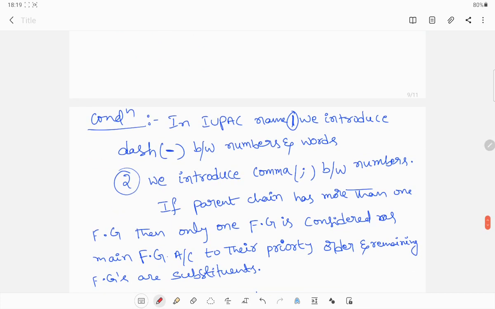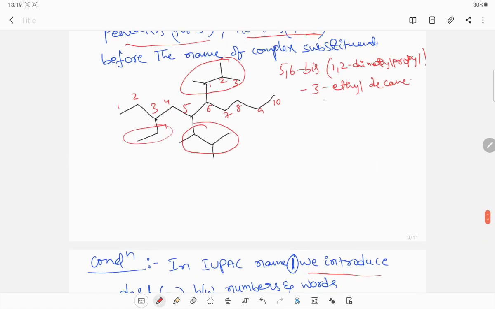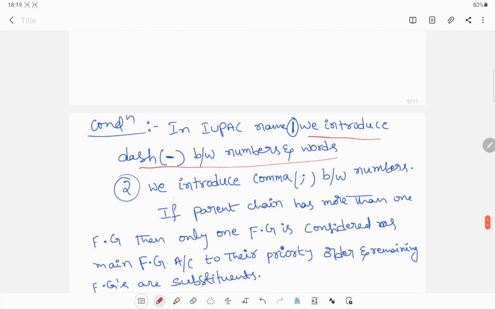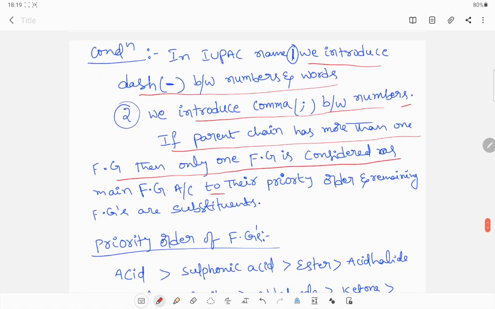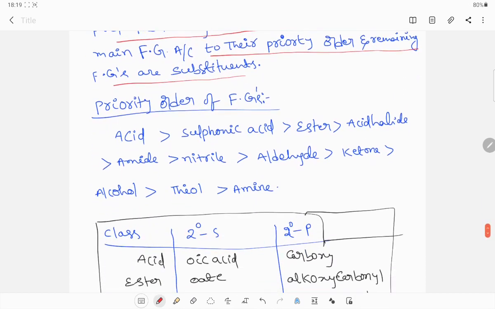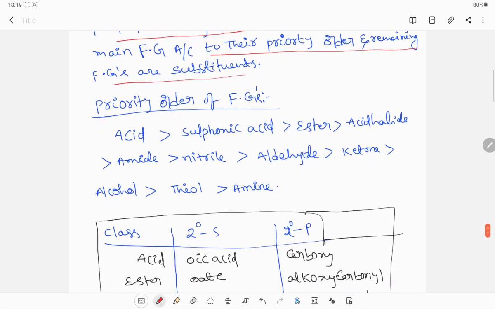Next, condition. In IUPAC name we introduce a dash between numbers and words like this. This is numbers and between numbers and words we introduce a dash. Next, second point, we introduce a comma between the numbers. If many numbers come while giving the name, then we should use commas. If the parent chain has more than one functional group, then only one functional group is considered the main functional group according to priority order, and the remaining functional groups are substituents. We will give an example very soon.